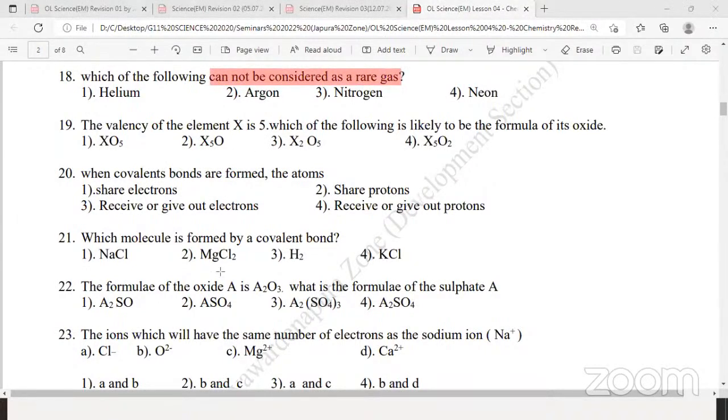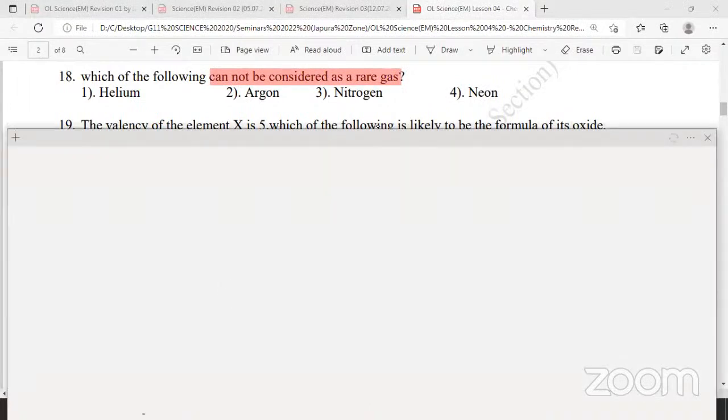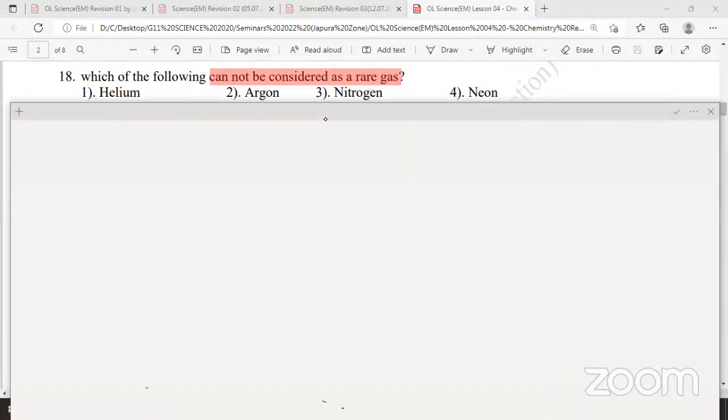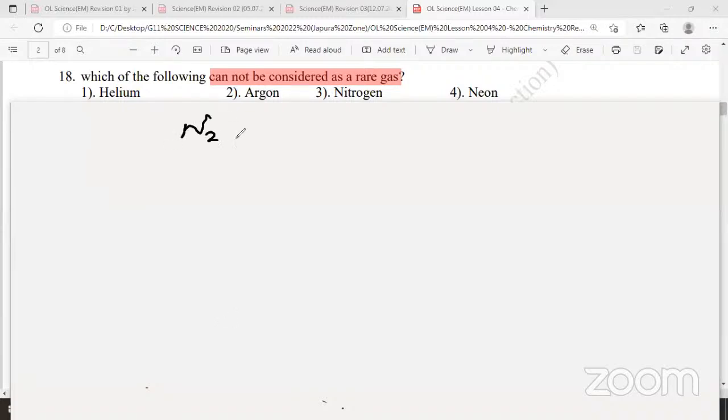Okay, actually rare gas, you better copy down. What are the four most abundant gases in the atmosphere? The highest percentage in the atmosphere is nitrogen, N2, that is 78% by volume. Second highest gas in the atmosphere is oxygen, 21% by volume.